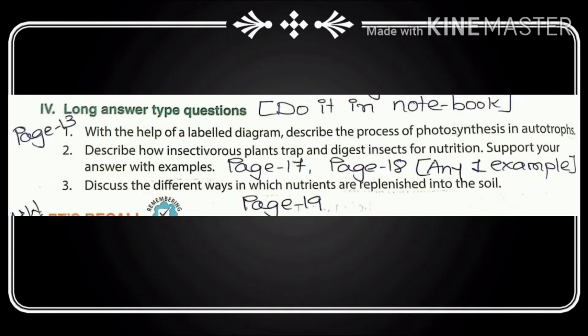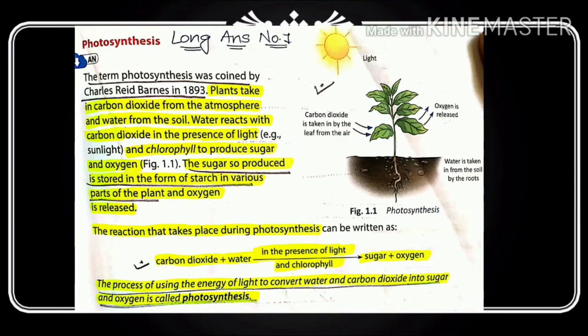Now we will discuss long answer type questions. These also you have to write down in your FNB of biology. The first question is, with the help of a labeled diagram describe the process of photosynthesis in autotrophs. Take out page number 13. You can see here the highlighted portion is the answer.